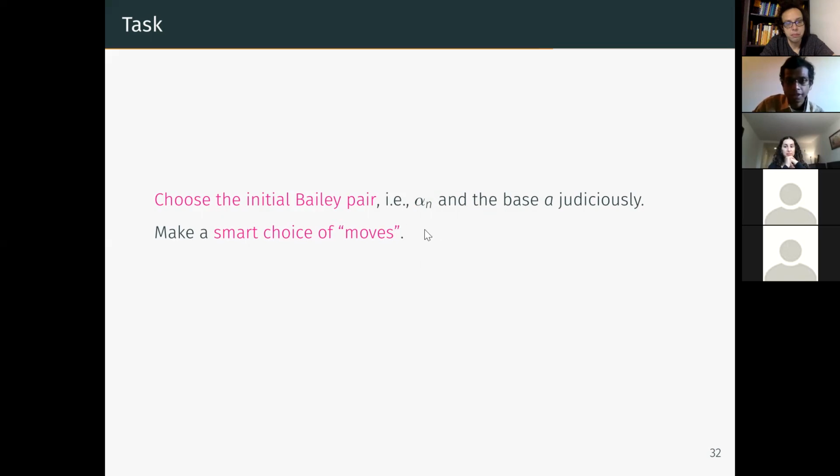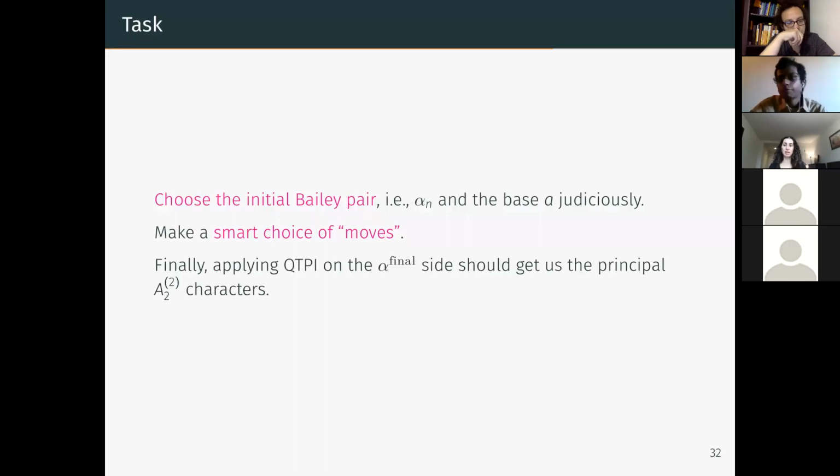I have not included a slide here, but you have a lot of guidance on how to choose these moves. You have to look in the old papers of Bailey or Andrews or McLaughlin and Sills, and you pretty much have a hint of what you need to do. But still, a lot needs to be done more. And finally, you just apply the quintuple product on the alpha side to get the characters.